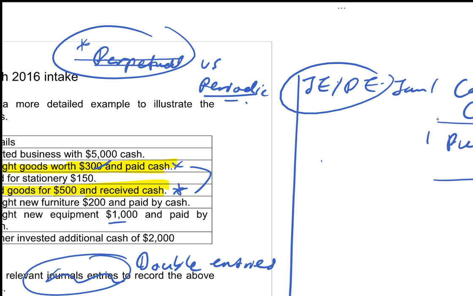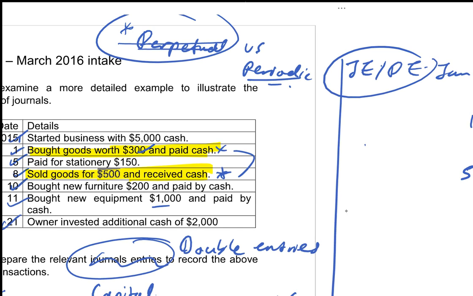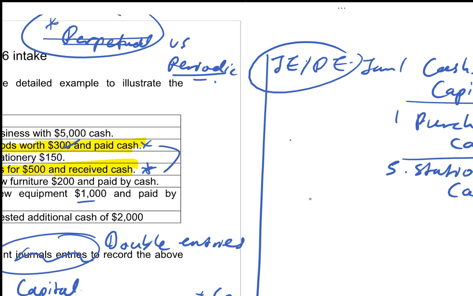Right, purchase. The next one is the fifth. The fifth is the payment for stationery. So what you do is stationery, cash, and how much is that now? 150. Right, quite easy, straightforward actually. Okay, next one.